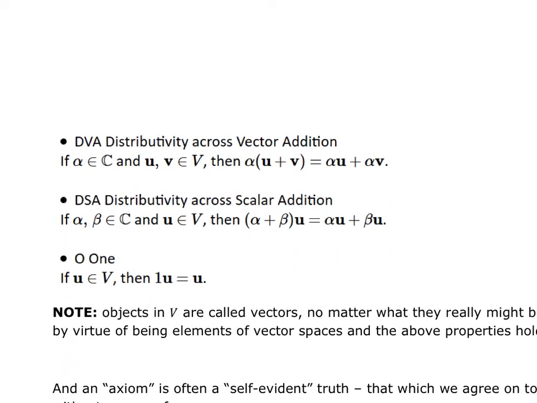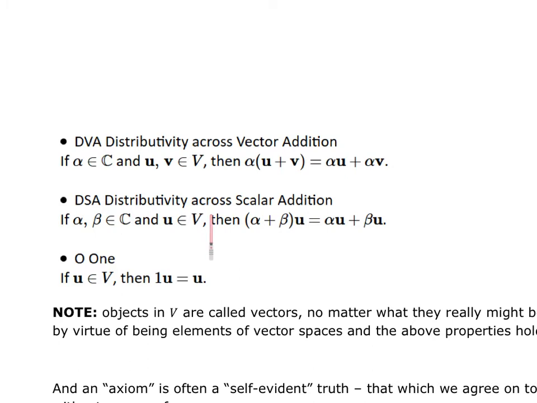We also should have the distributive property, and it's across vector addition, so we're talking about a scalar distributive property over vector addition. So alpha, again, is an element of the complex numbers. U and v are elements of the vector space. Then I can multiply alpha by the sum after I've added the two vectors, or I can do alpha by each vector individually and then add those two results.